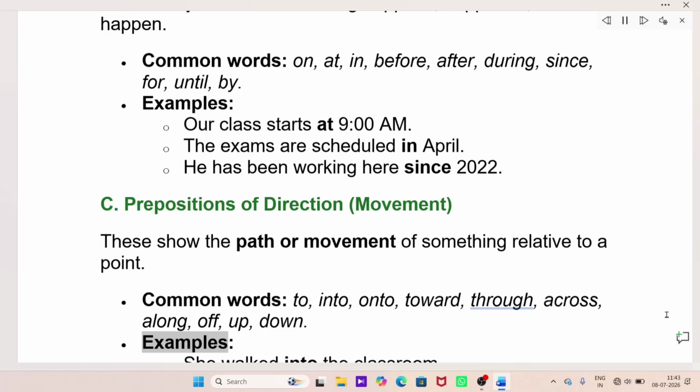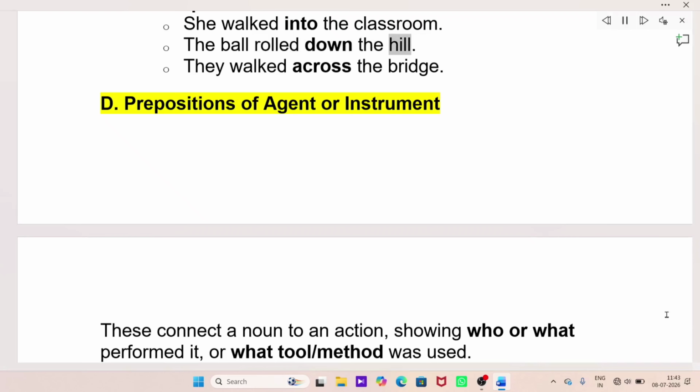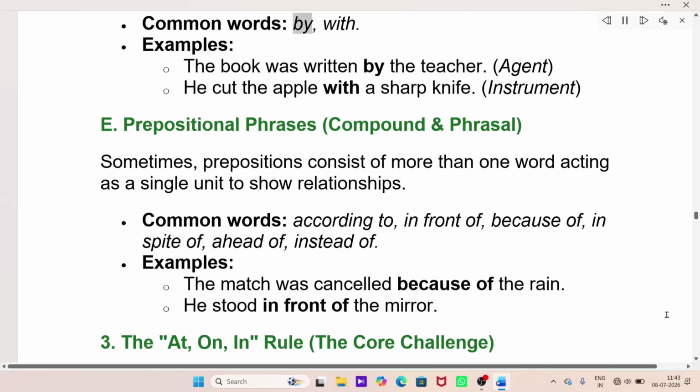Examples: She walked into the classroom. The ball rolled down the hill. They walked across the bridge. D. Prepositions of agent or instrument. These connect a noun to an action, showing who or what performed it, or what tool or method was used. Common words: by, with.